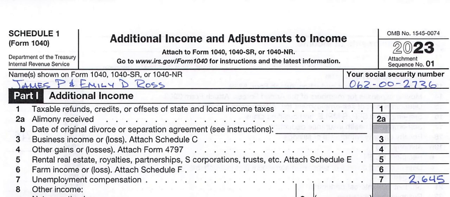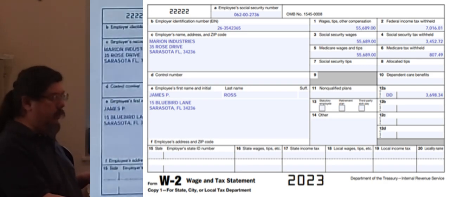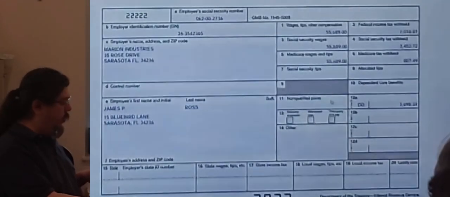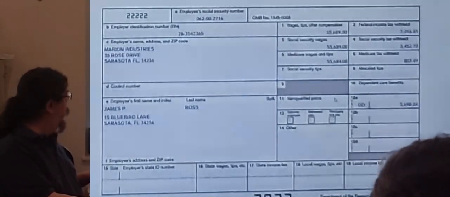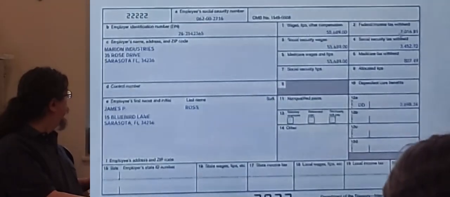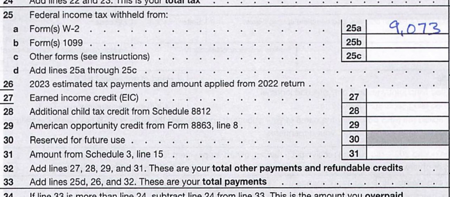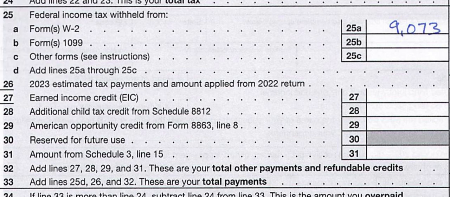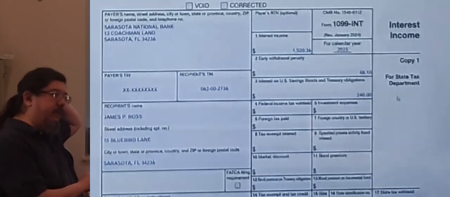And then they have 2 W-2s. Where would we report the income from the W-2s? Line 1a of the 1040. Yes, and you would combine them for line 1a. And then the withholding, where would that be reported? Combine the two amounts, 7,016 plus 2,056, and it would go on line 25, federal income tax withheld. The total is 9,073.